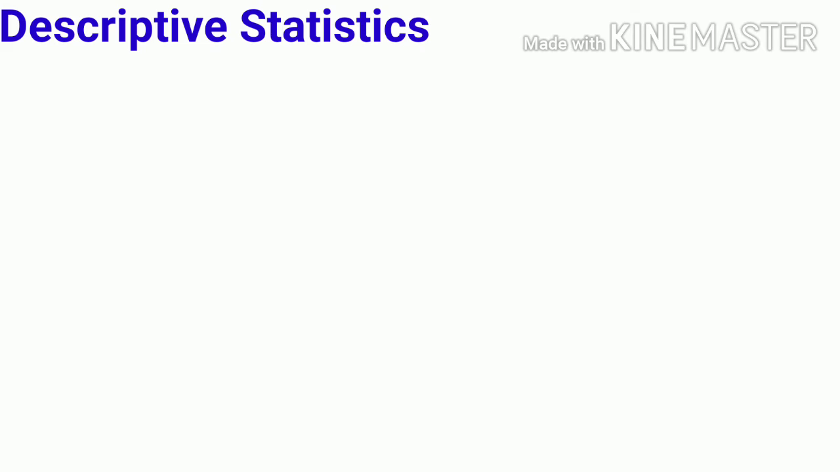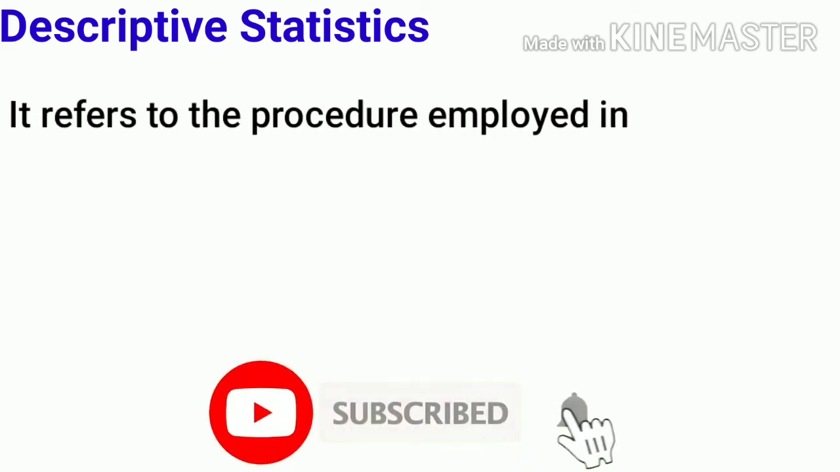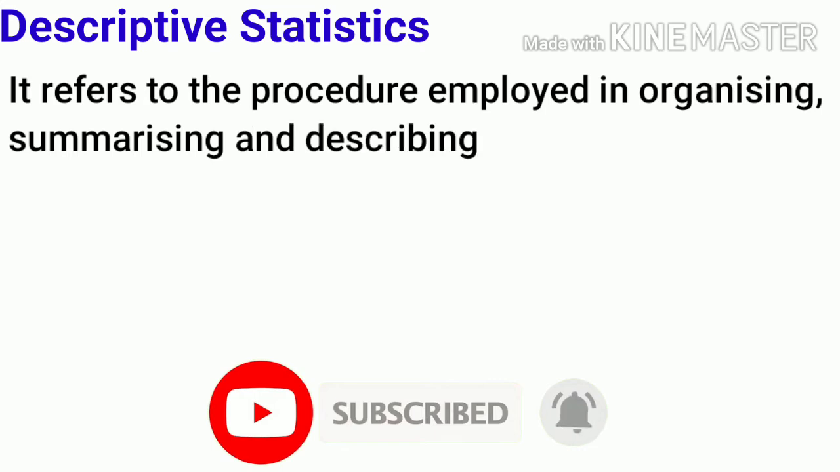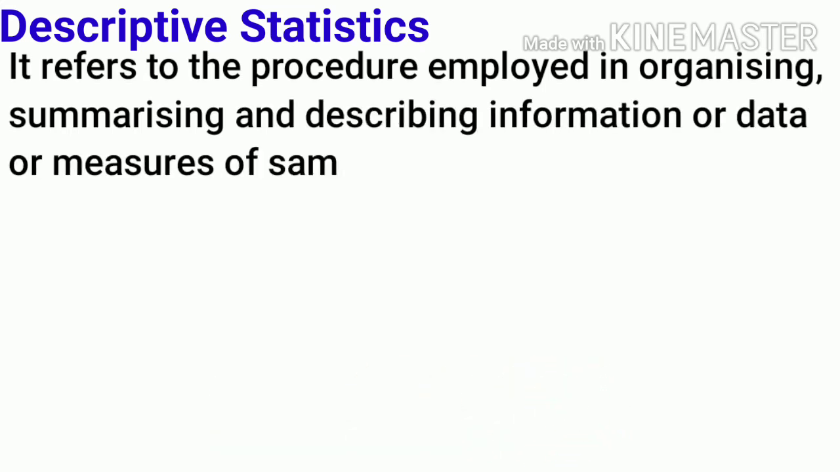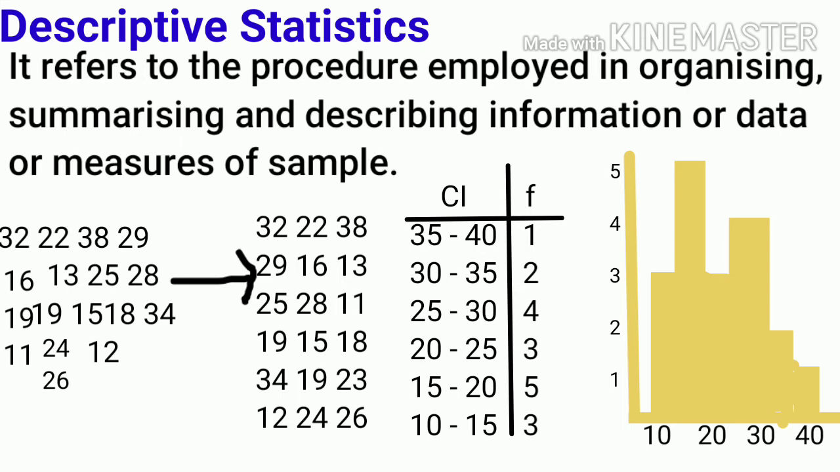Descriptive statistics refers to the procedure employed in organizing, summarising and displaying or describing information or data or measures of sample. Descriptive statistics intend to describe data with summaries, charts, and tables, but do not attempt to draw conclusions about the population from which the sample was taken. Descriptive statistics usually involve measures of central tendency, mean, median, mode, and measures of dispersion like variance, standard deviation, range, quartile deviation, etc.